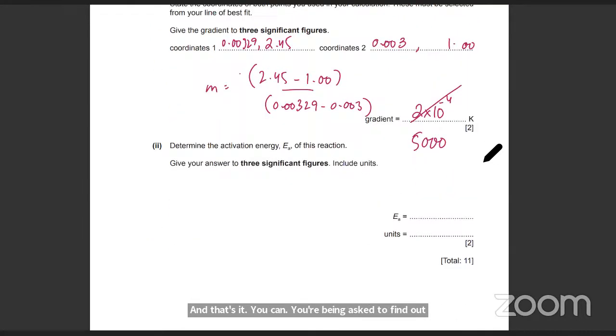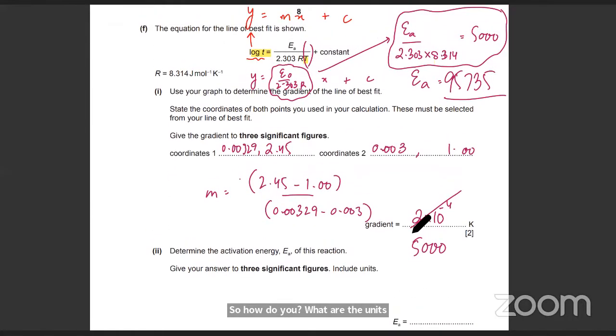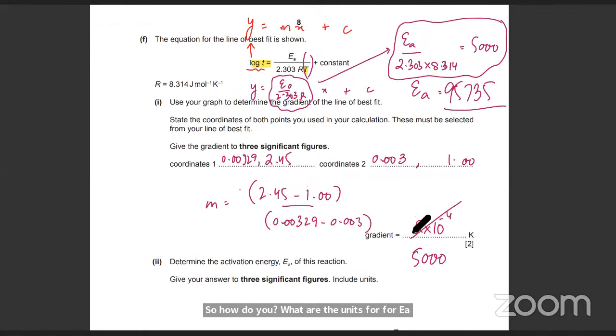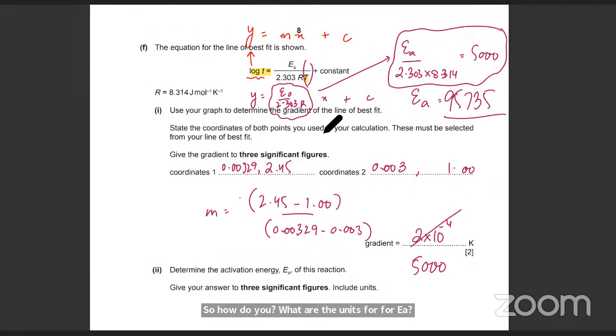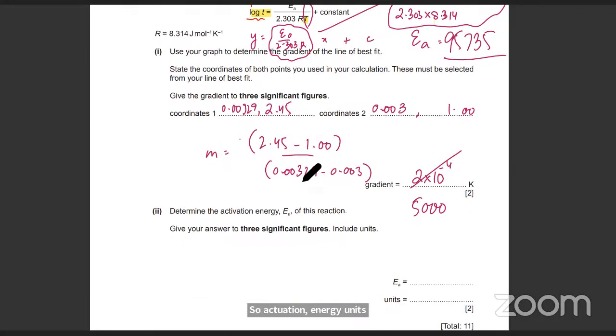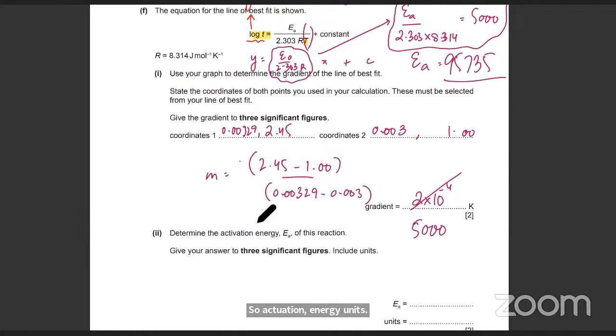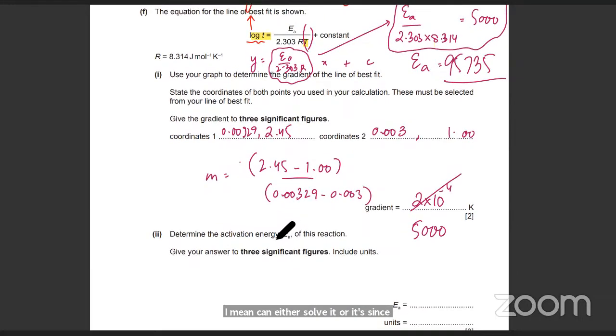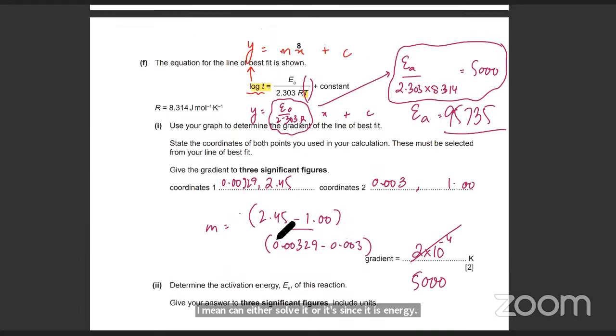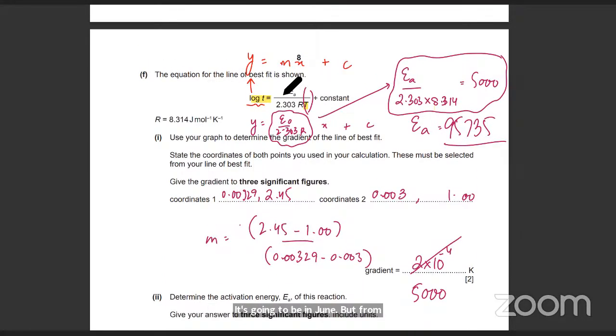So what are the units for EA? For this, you would have to figure this one out. EA is activation energy, right? So activation energy units, you can either solve it or, since it is energy, it's going to be in joules or kilojoules per mole. But from this equation, can you try and solve?